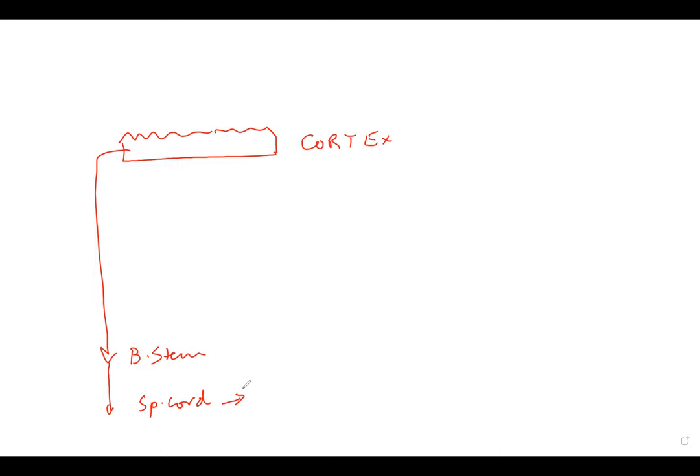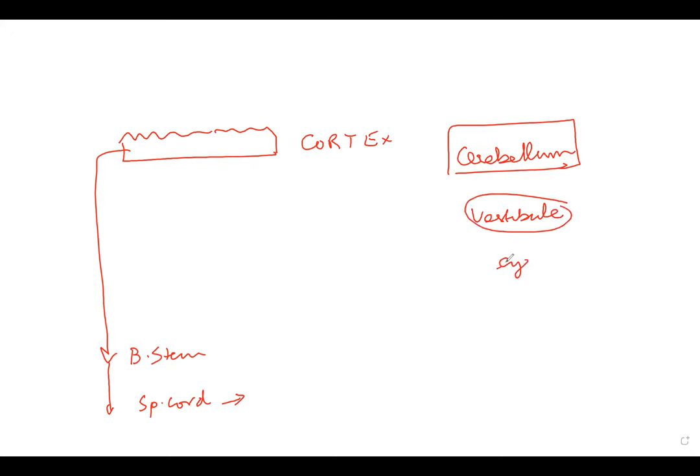And there is another thing available here, the cerebellum. This, in a way, controls the cerebellum, vestibule, eyes, sensory input.